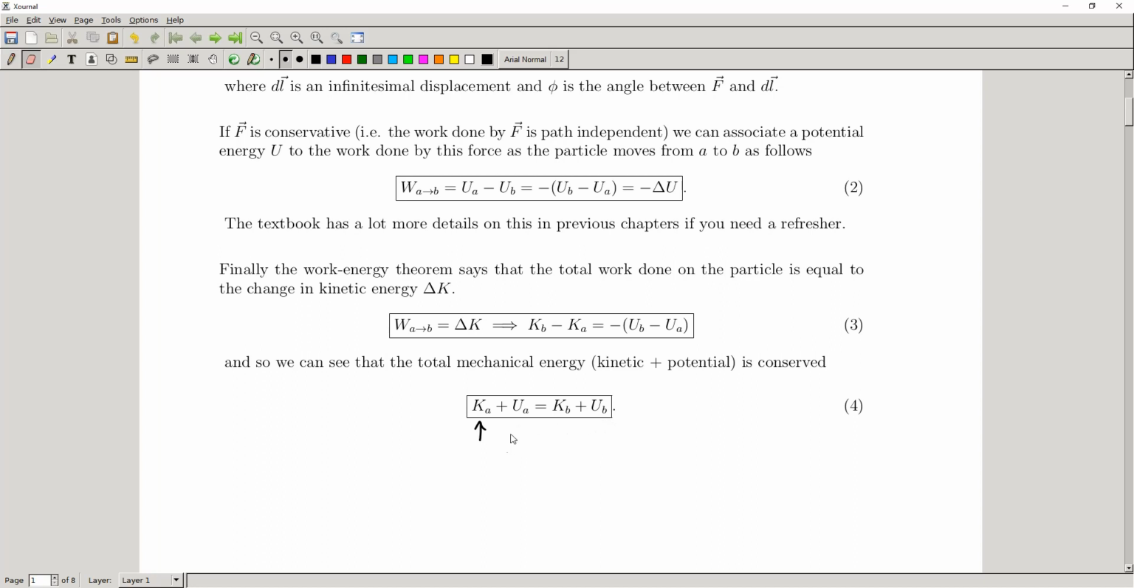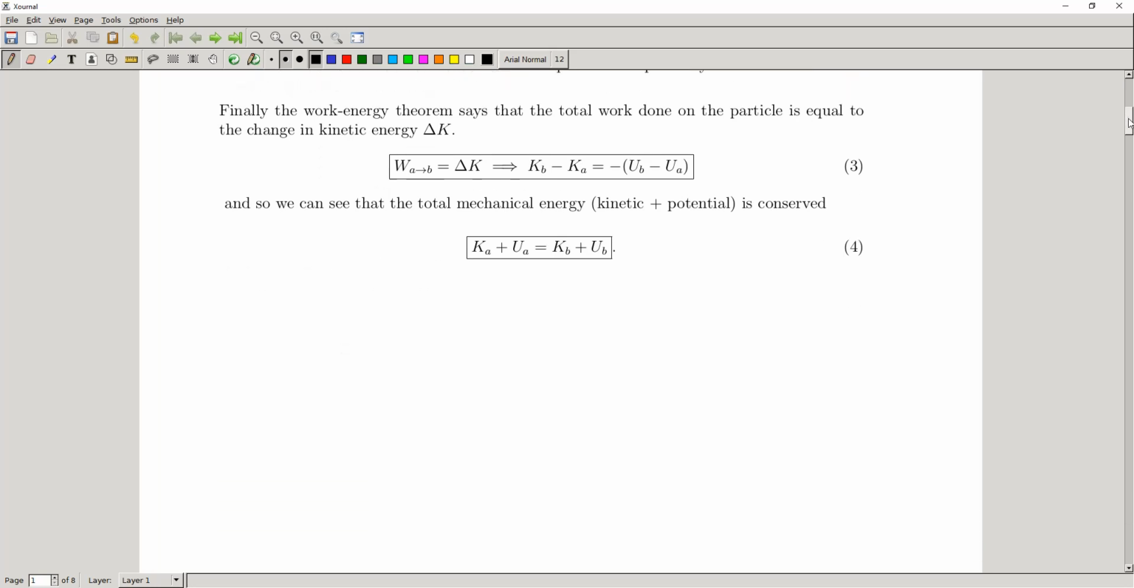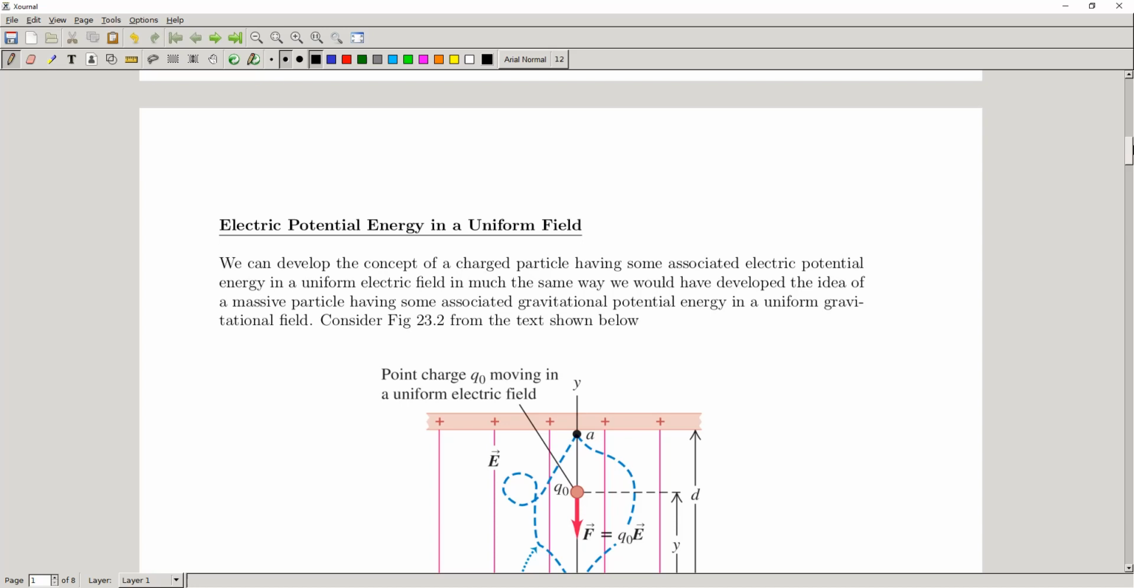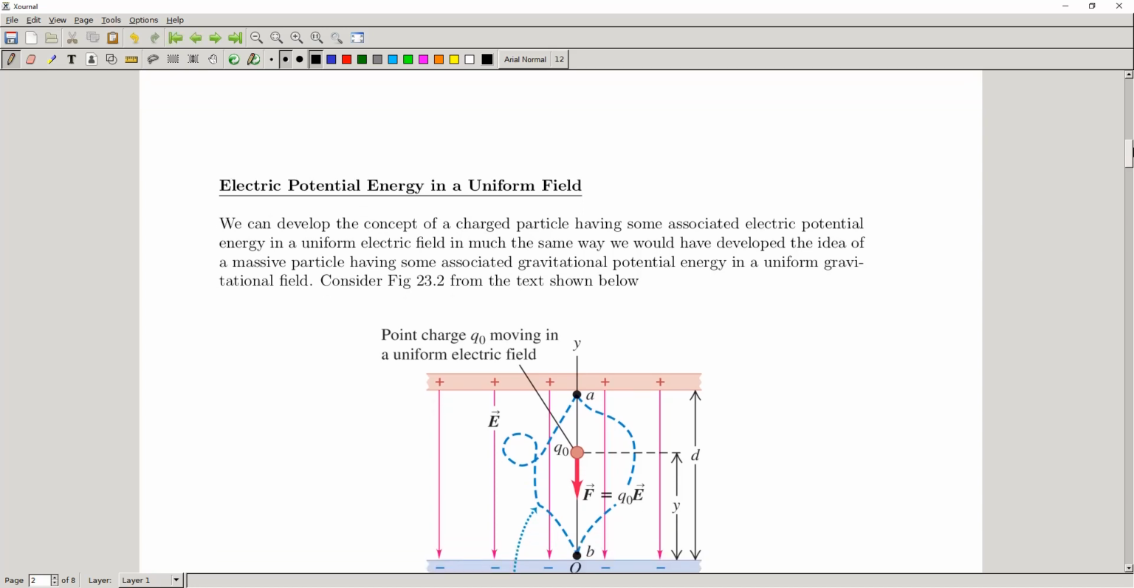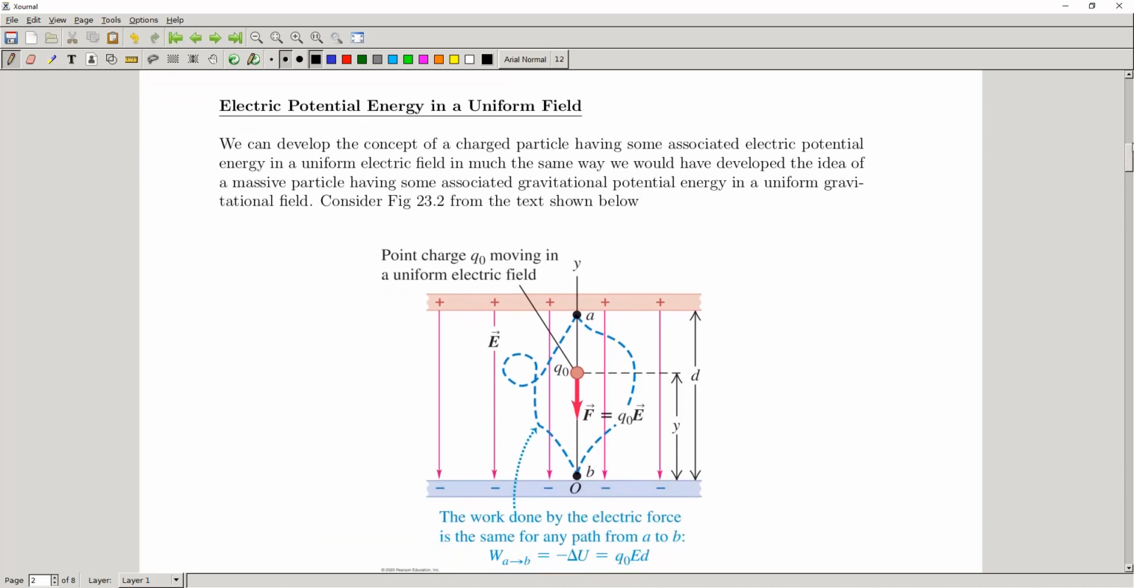And so we're going to make use of that a bunch here, but we want to have this idea firmly put in our heads. Before this, we would have talked about things like gravitational potential energy maybe, or spring potential energy, but now we're going to extend this to electric potential energy, okay? So keeping all that in mind, let's move on and discuss electric potential energy in a uniform field.